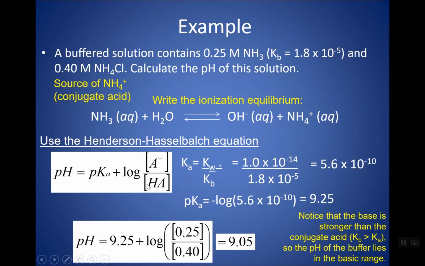You're always going to see me using the Henderson-Hasselbalch equation, and eventually when you get to titrations, you're going to see that there is a buffer zone, and whenever you're in the buffer zone, you're going to use this equation too.